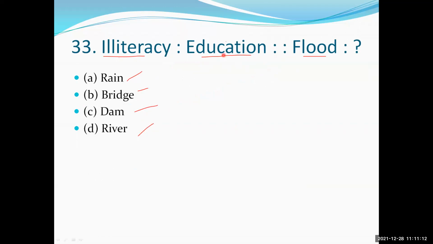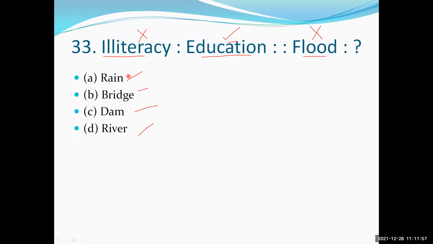Here, you can try to understand it like this. If there is education, then there will be no illiteracy. A similar relationship: if there is what, then there will be no flood? Out of that, what will you choose? So here I'm getting different options. Someone is saying dam, someone rain, someone river. Let's try to understand it this way. If there is education, then there is no illiteracy. If there is what, then there will be no flood?